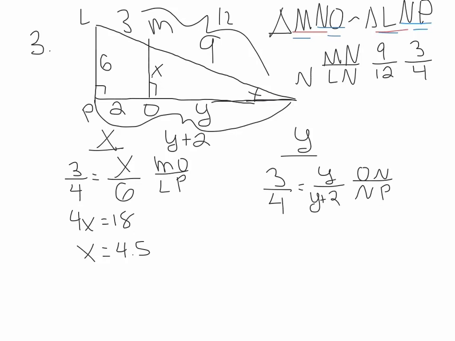Now let's cross multiply. y times 4 gives me 4y. 3 times y plus 2, so I'll distribute the 3, and I'll have 3y plus 6. Subtract 3y from both sides, and I'll get y equals 6. So your answers for this one: x should be 4.5 and y is 6.